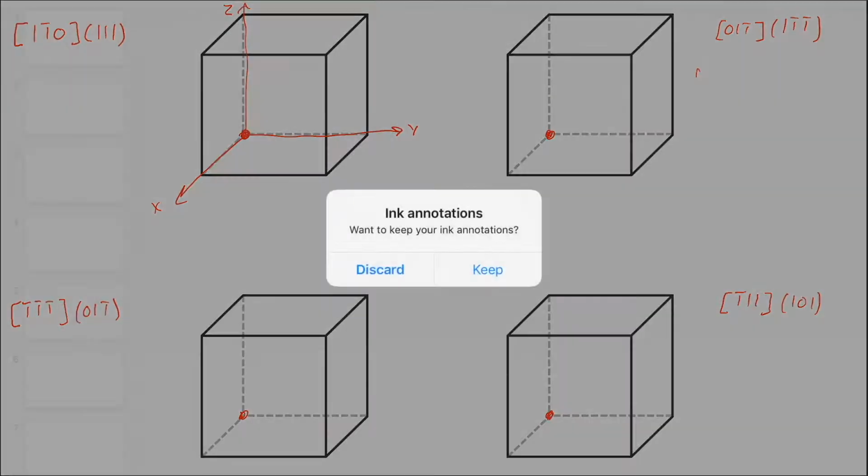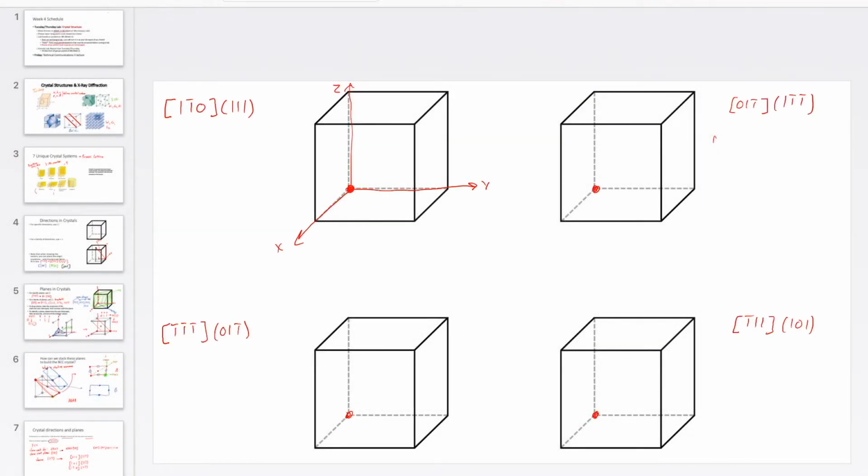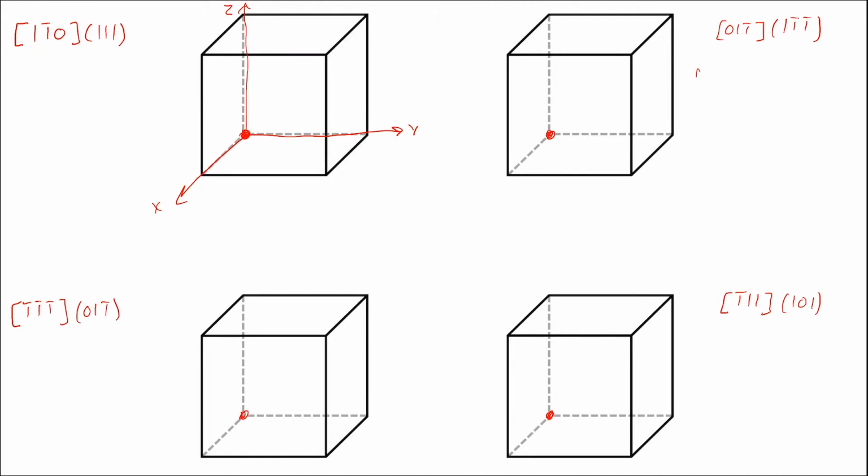All right, so hopefully you felt comfortable going through that. Just saving my annotations real quick. So let's go through and draw some of these planes. So the first one, 1, 1, 1. So this is going to cross at x equals 1, y equals 1, z equals 1. Connect the dots. There's our plane.